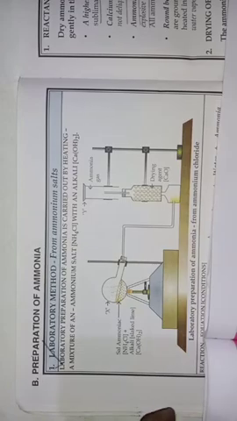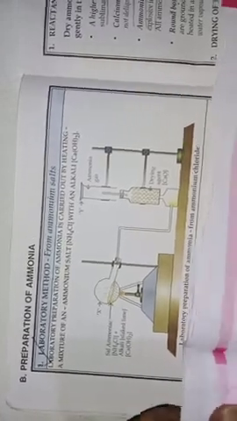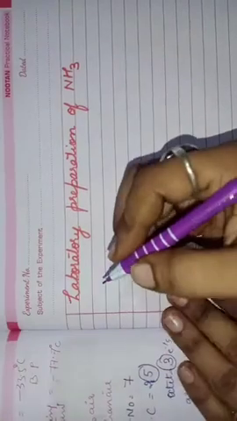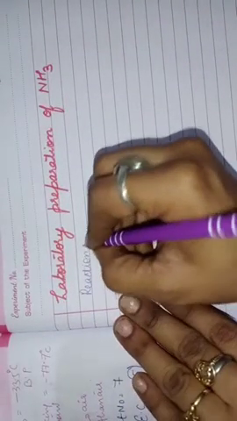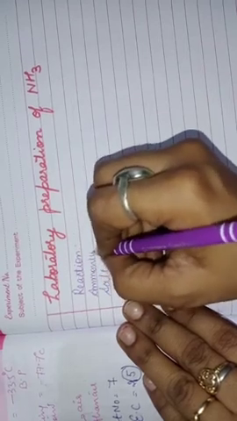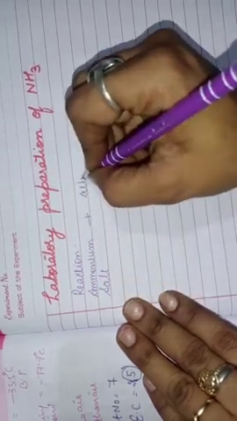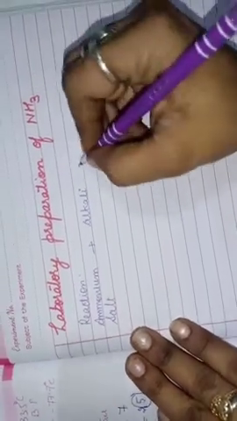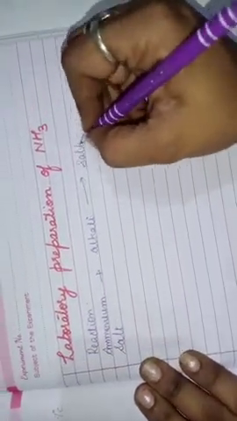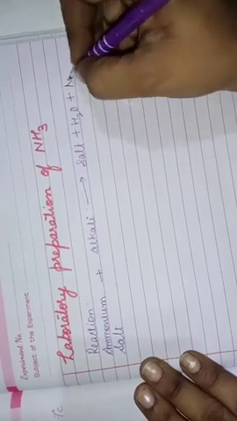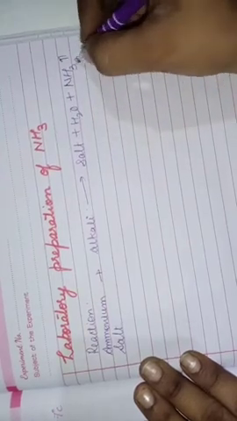Now, let us discuss the laboratory preparation method, children. The first preparation method: we will write the reaction. What is the reaction? The word equation says that we treat ammonium salt with an alkali. It will produce salt plus water plus ammonia gas, which is given out. This is a gas, which is represented by an up-headed arrow.